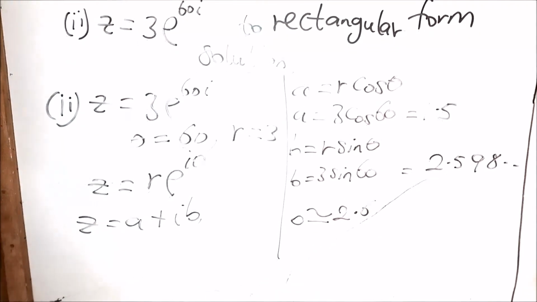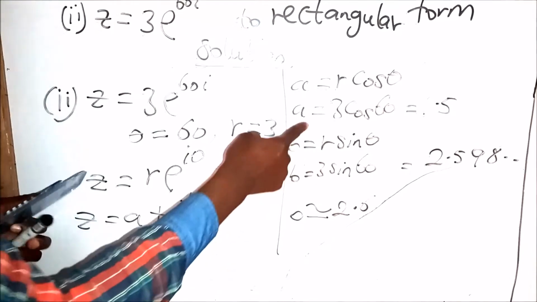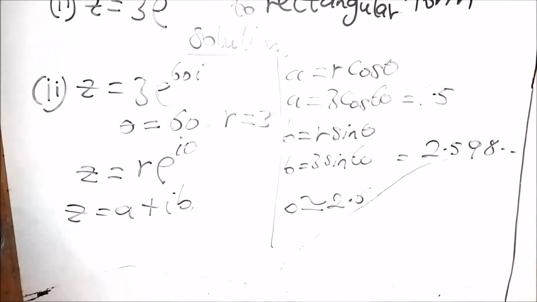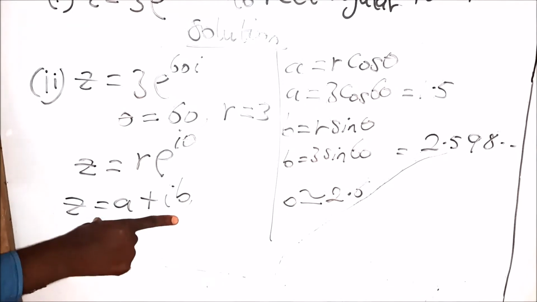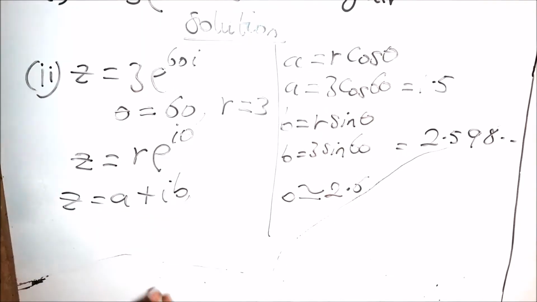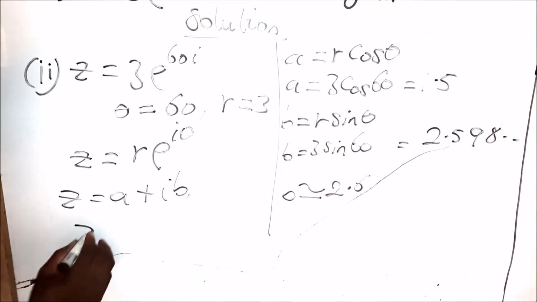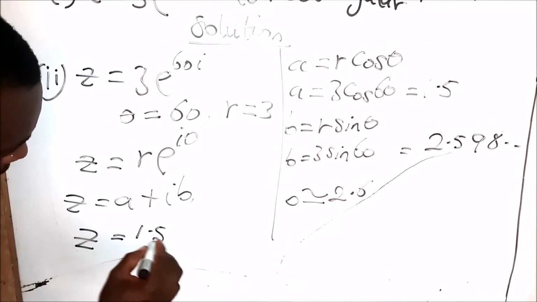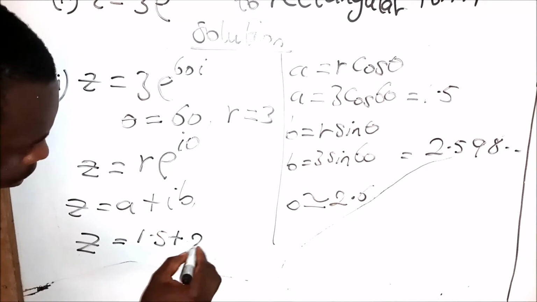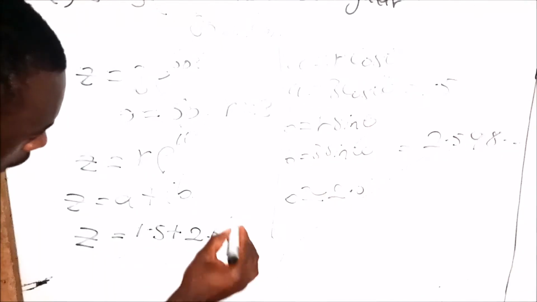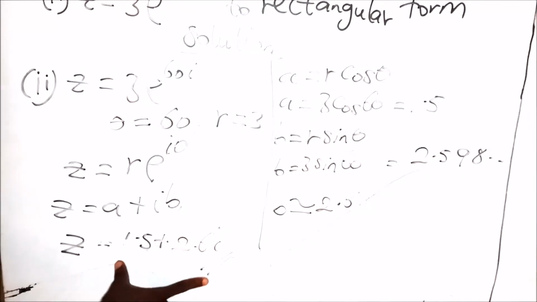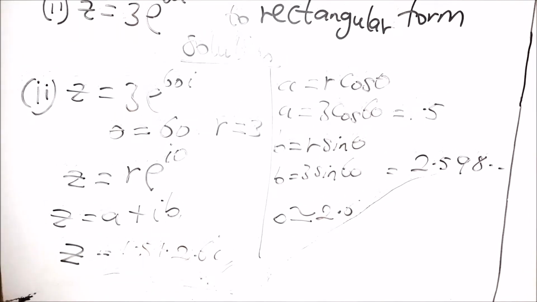So b approximately will be 2.6. Since we have gotten the values of a as 1.5 and b as 2.6, we now substitute into this rectangular form to have that our value will now be z equal to 1.5 plus 2.6i. That is the complex number in rectangular form.